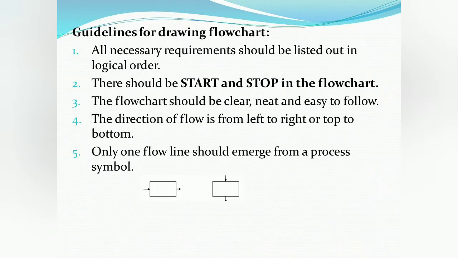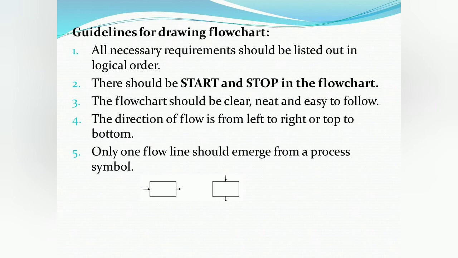Next, guidelines for drawing a flowchart. All necessary requirements should be listed out in logical order. There should be a start and stop in the flowchart that can be denoted by using the terminal rounded rectangles, that is the oval shape, or terminal points. It is used to indicate the flowchart starting and ending point. The flowchart should be clear, neat and easy to follow.